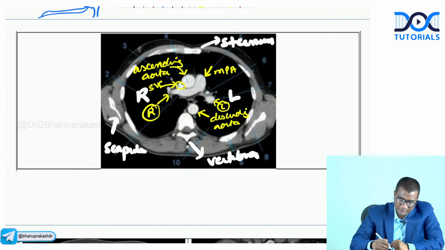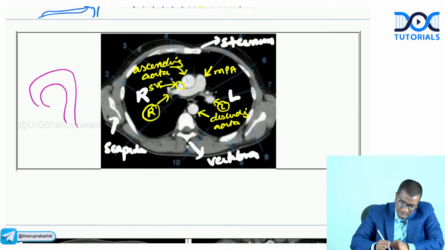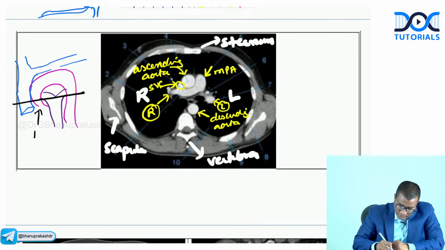It's simple only. You know the arch of aorta, right? You know the vena cava that is formed by the left and right brachiocephalic veins joining and forming the superior vena cava. You also know the pulmonary artery like this. So you're taking a section here. This is the ascending aorta. This is the descending aorta. To the right, so this is the right side, is the superior vena cava, and to the left is the main pulmonary artery.